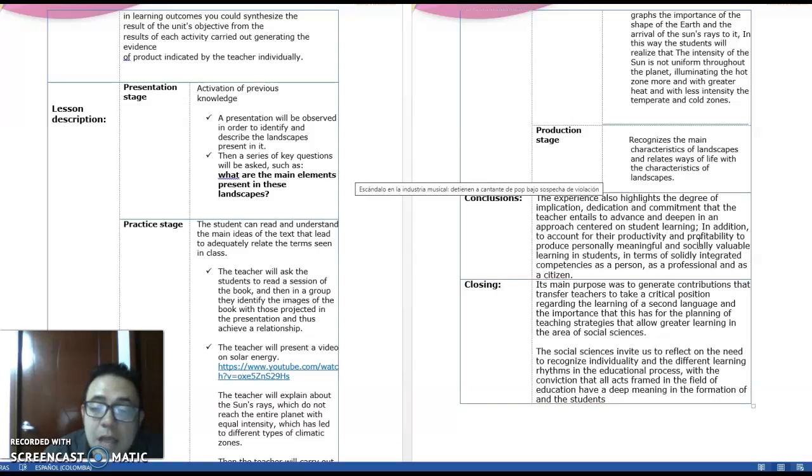Also, social science invites us to reflect on the need to recognize individuality and the different learning rhythms in the educational process, with the conviction that all actors framed in the field of education have a deep meaning in the formation of the students. That's all for today.